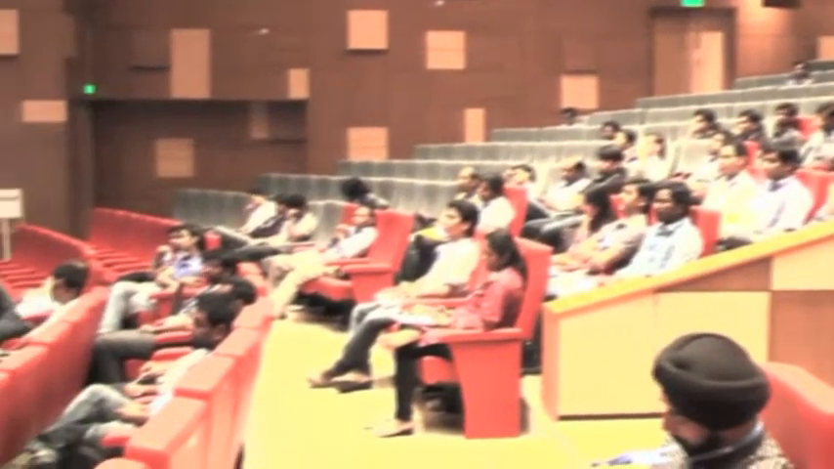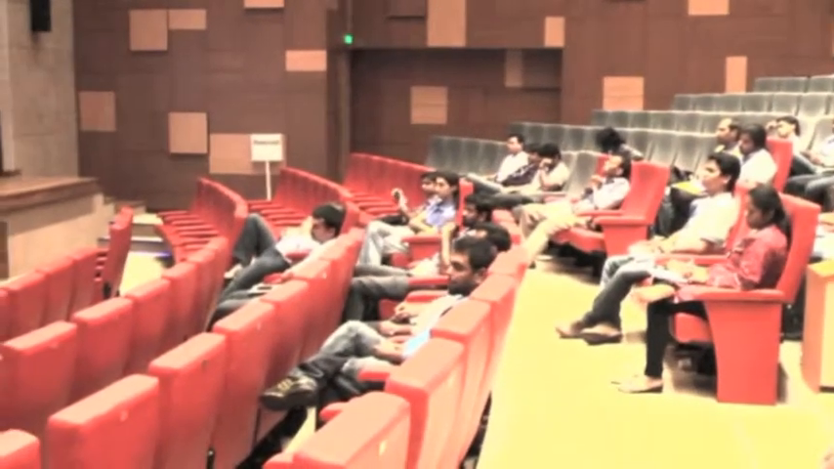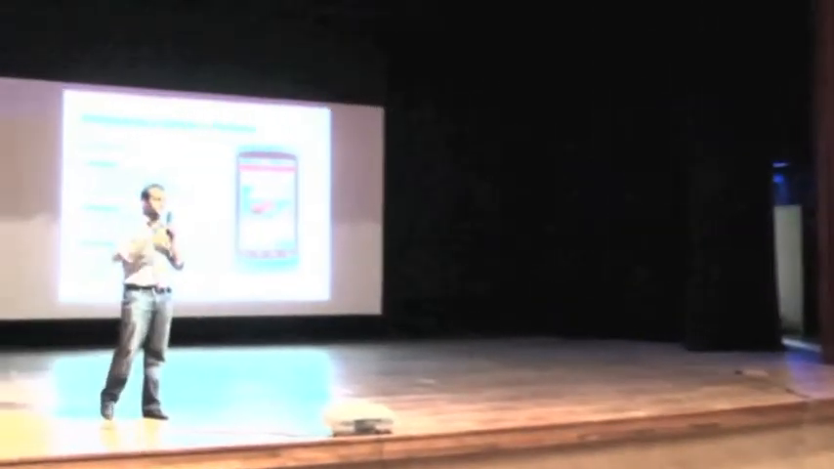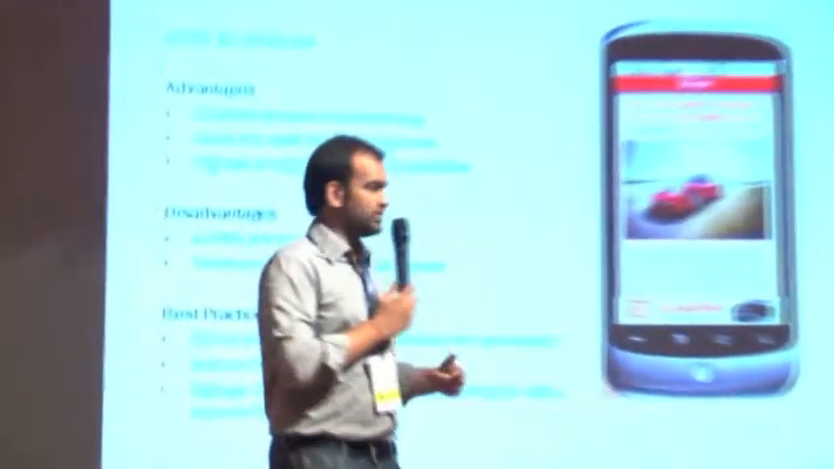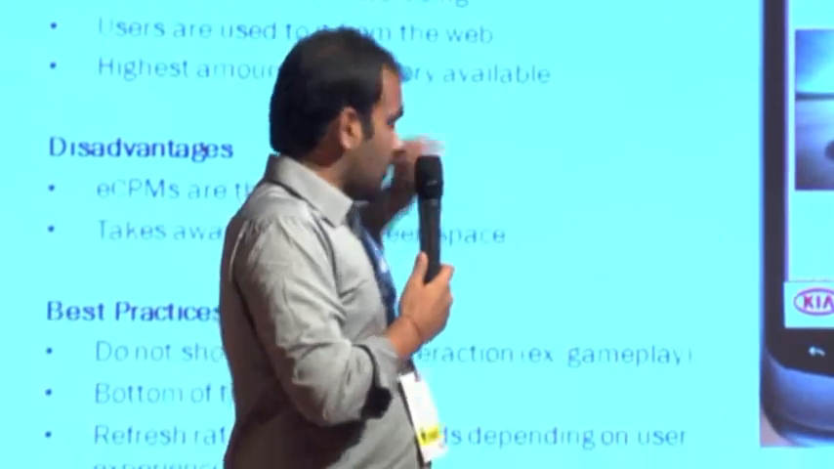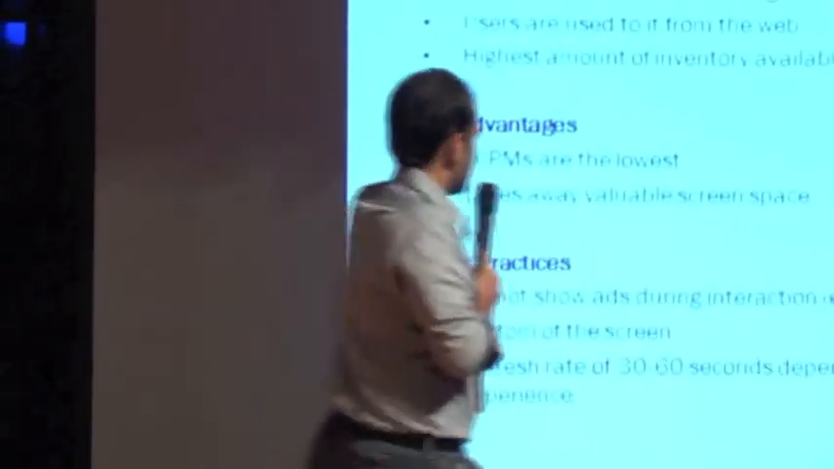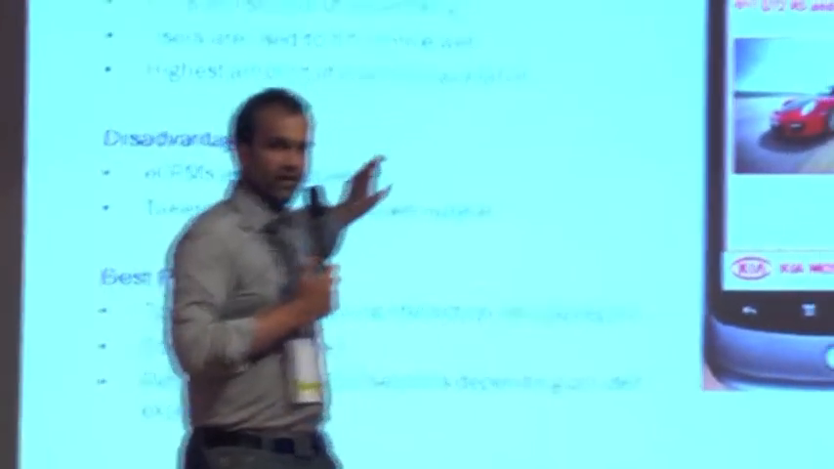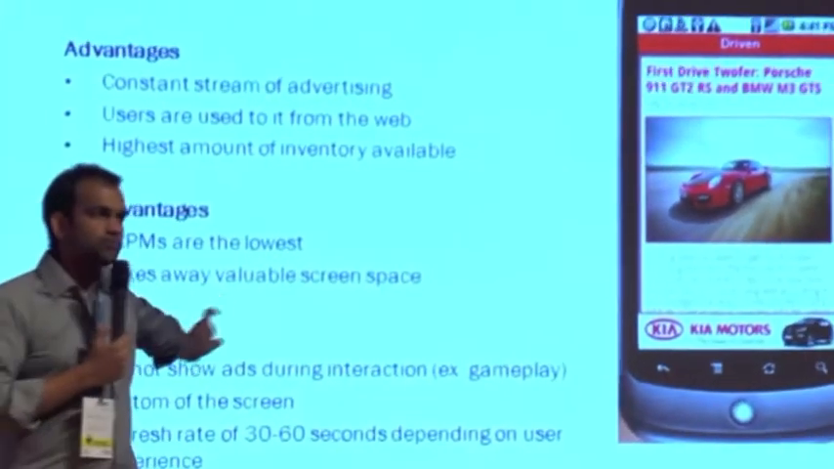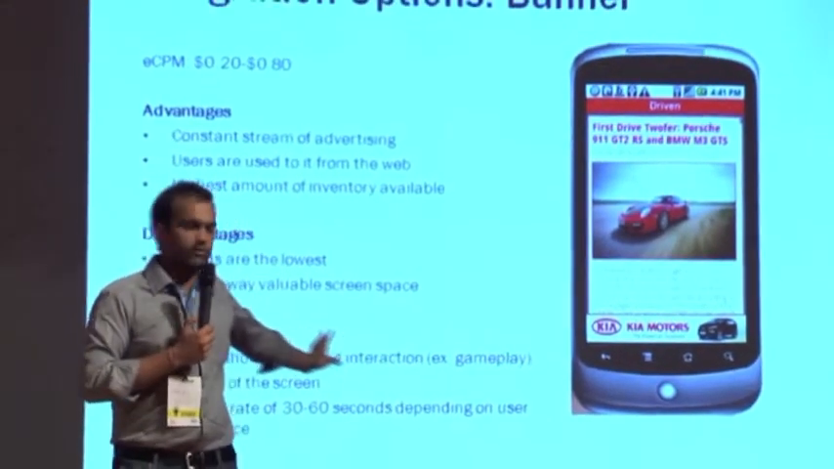So, integration options. A lot of times you hear banner, takeover, video advertising. There are six different ones, and I'm running a little late, but I'll try and speed this up. The most common one is banner advertising, right? Banner advertising means the Kia Motors ad over there is a banner ad. It's probably the most common thing that we see, that we hear of.